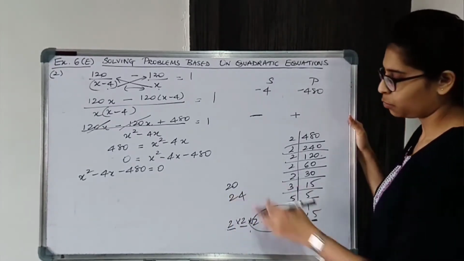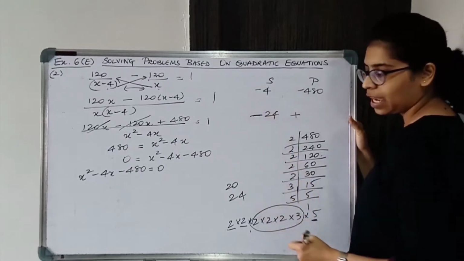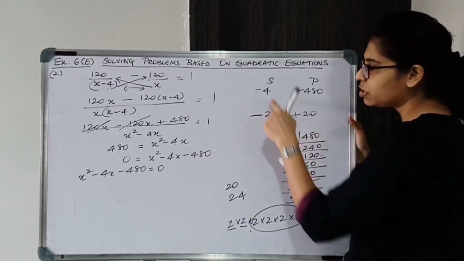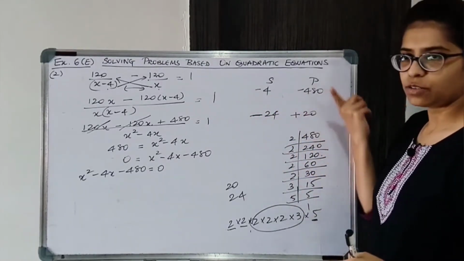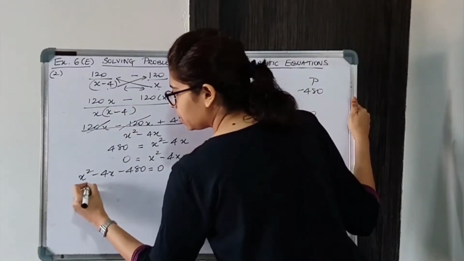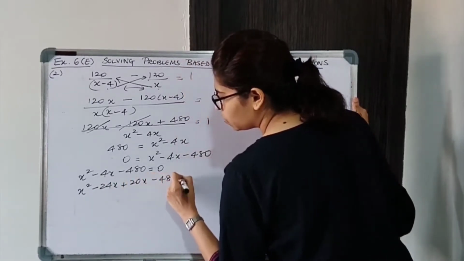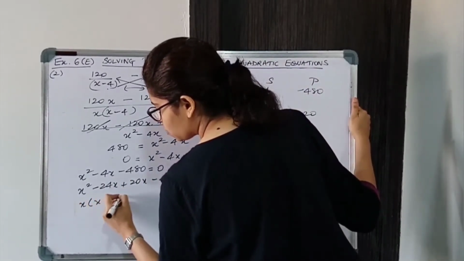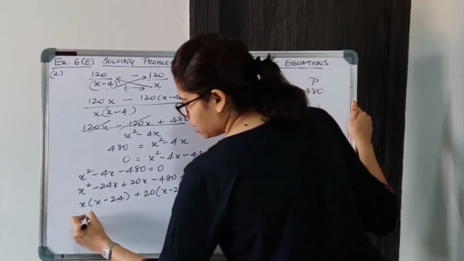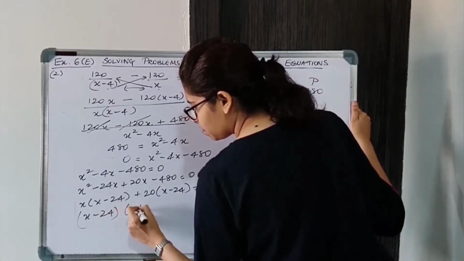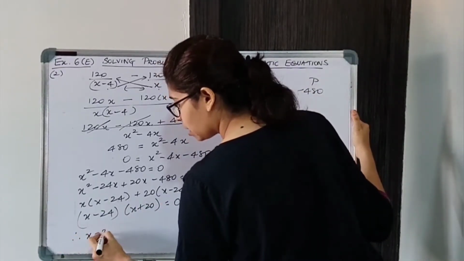So yes, we are getting 24 and 20, but the greater factor will be negative because the sum is negative and the smaller will be positive. Only then will I get a negative difference, otherwise I'll get a positive difference. So the sum is negative over here and on multiplying you will get minus 480. So splitting the middle term, minus 24x plus 20x minus 480 is equal to 0. Taking x common, x minus 24, taking 20 common, x minus 24, x minus 24 into x plus 20 is equal to 0. So therefore either of the two brackets is 0.